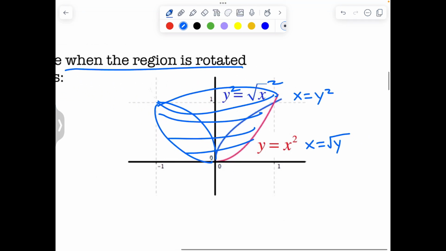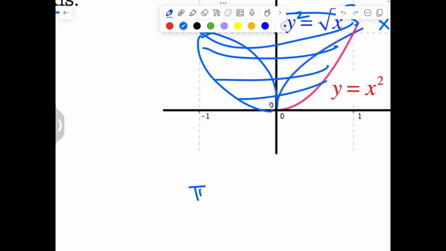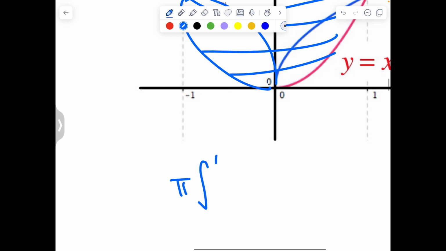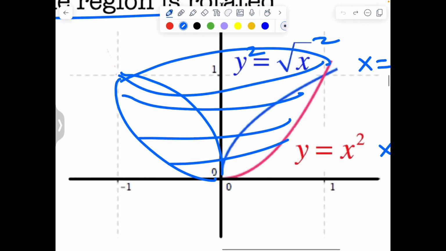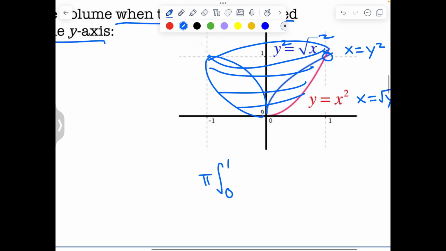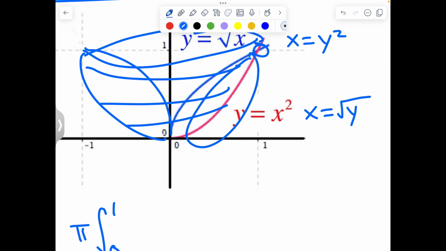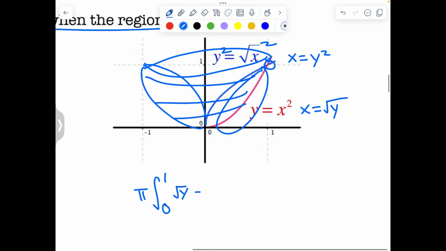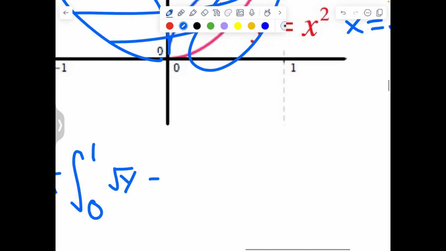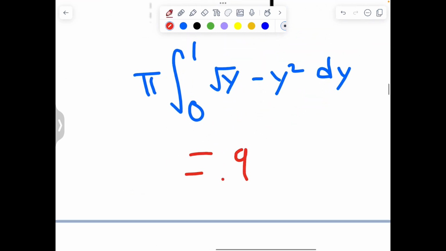Okay. And so it's basically going to be the same thing. Remember, always pi in the front. Integral from lower bound 0 to upper bound 1. Remember, they still intersect, and the y coordinate is 1. Then the outer curve is root y, and the lower curve is y squared, dy, and it's just going to equal the same thing. It's still going to equal 0.942.